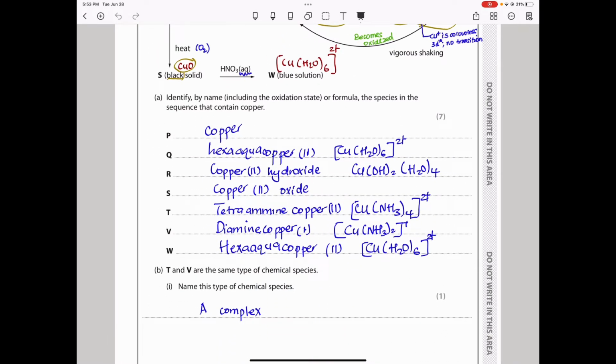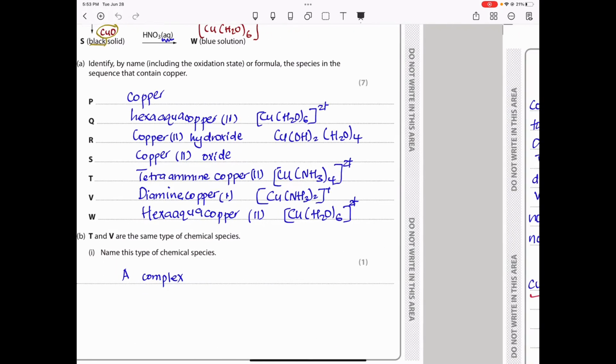So then part B says, T and V are the same type of chemical species. Name this type of chemical species. Since they say T and V, these are complexes. So it's a complex. I will go to the next part.